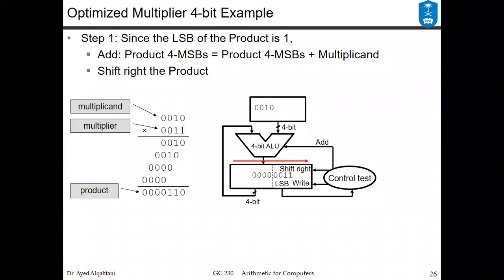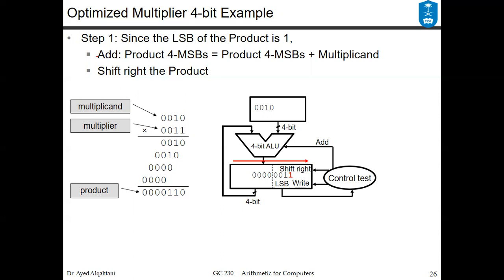In step 1, since the least significant bit of the product is 1, now we are looking at the product, there is no more multiplier register. What happens is we add the 4 most significant bits only, which are those zeros representing the running sum. So we add those 4 bits with the multiplicand, because we have 1.